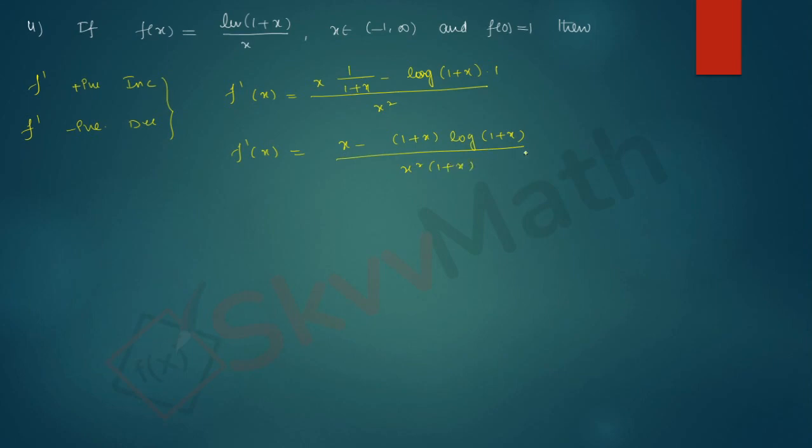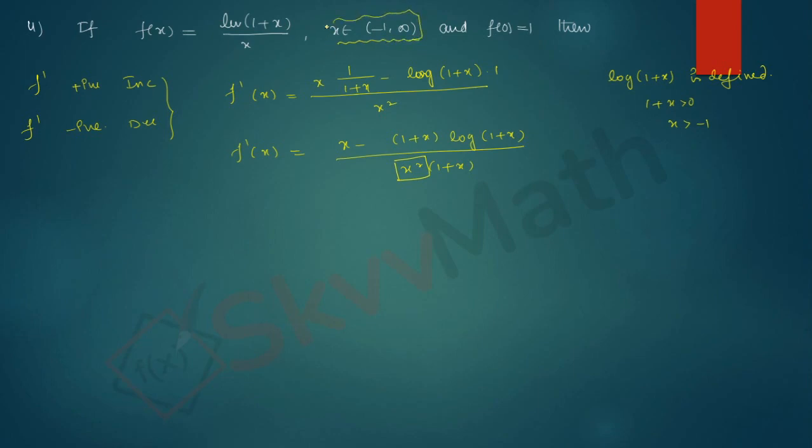Now you see, it is difficult to decide whether f dash x is positive or negative directly from this step. Can you see, x square is already positive, right? And what about 1 plus x? Because log of 1 plus x with base e is given in the problem, we need to know when it is defined. Its domain is whenever 1 plus x is positive, meaning x should be greater than -1. So the domain of this problem is (-1, infinity), which is already mentioned in the problem.